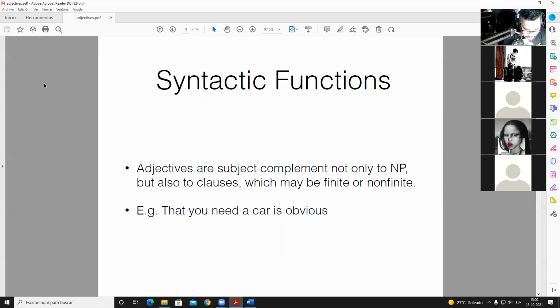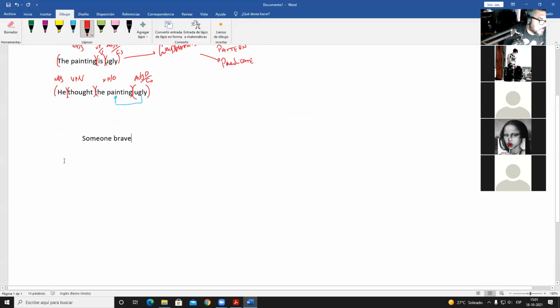So what does it mean? It means that I can take an adjective as a subject complement, not only to a noun phrase subject, but also to a finite or non-finite clause subject. Weird. Let's take a look at this. We haven't discussed this yet, but what we have here is the following.